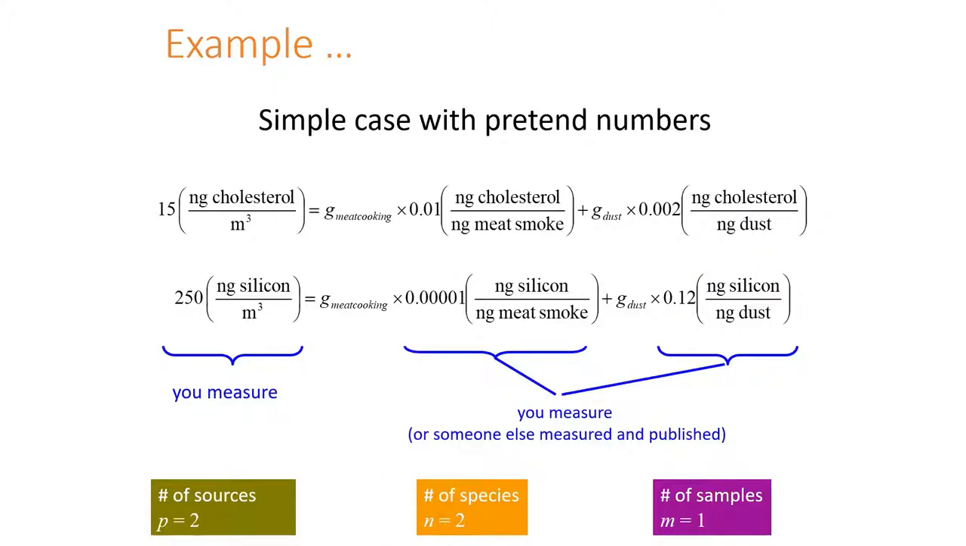Okay, next slide. I just wanted to throw up an example of some numbers to give you the idea. Again, you would be measuring the cholesterol and silicon in an air sample. Somebody else, or maybe you, will have measured the amount of silicon in meat cooking and in dust emissions, and the amount of cholesterol in meat cooking and in dust. And so you can use those numbers and solve for the G's. The G for meat cooking is the contribution of meat cooking to the PM2.5 in that sample, and the G for dust is the contribution of dust to that PM2.5 sample. Okay, next slide.